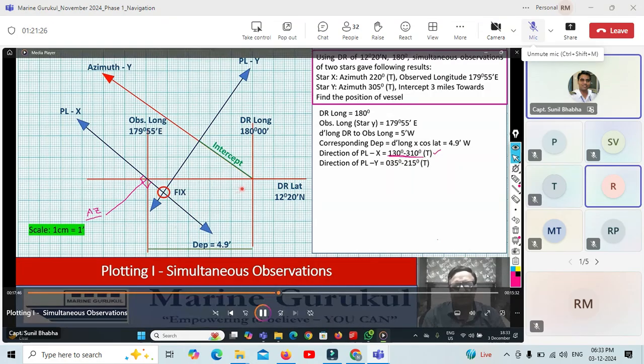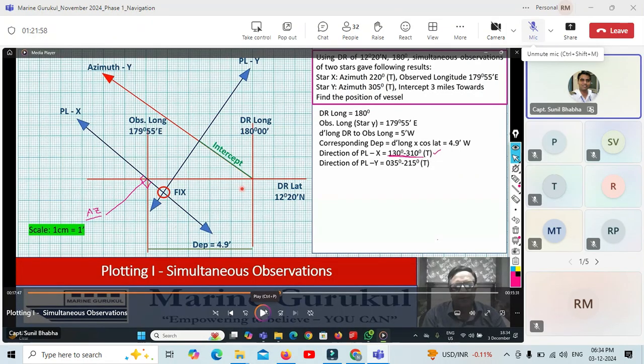Sir, in the previous questions, cos mean lat we have used as an observed lat, correct? Yeah, that's right. So we should not use cos mean lat, we should be adding the two and dividing by 2 to get the mean lat, right? Okay, beta. Now listen carefully, beta. When we are doing plane sailing calculation, the mean lat is the mean of the latitude of initial position and final position.